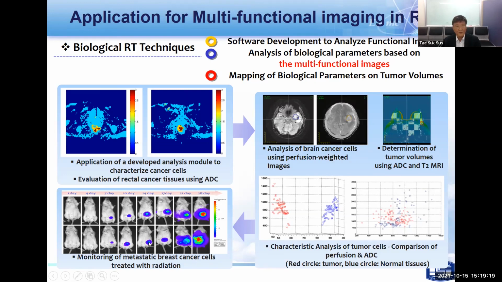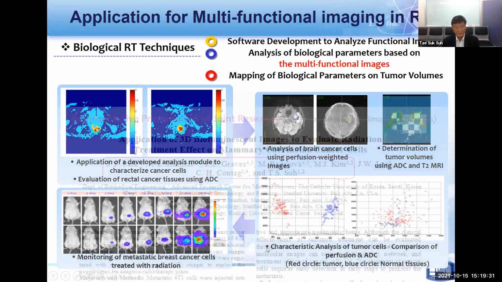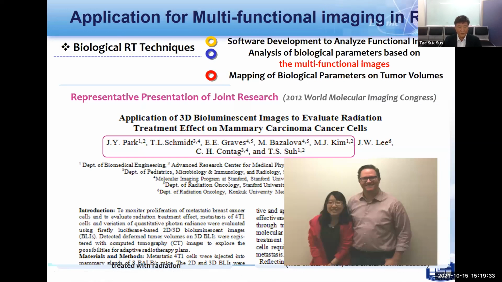And this shows some radiation effect using the molecular optical imaging system. There are many steps here. Actually, we collaborate with the molecular imaging team at Stanford University, MIPS, to evaluate the radiation treatment effect on mammary carcinoma cancer cells using multi-modality molecular images.